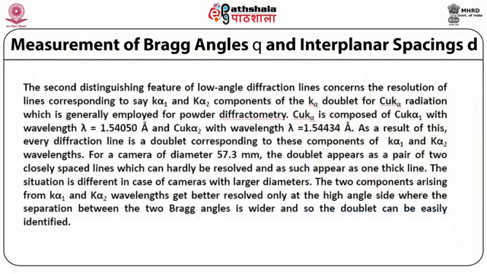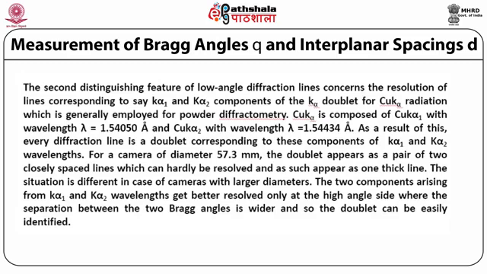The second distinguishing feature of low-angle diffraction lines concerns the resolution of lines corresponding to, say, K alpha 1 and K alpha 2 components of the K alpha doublet for Cu K alpha radiation, which is generally employed for powder diffractometry. Cu K alpha is composed of Cu K alpha 1 with wavelength lambda equal to 1.54050 angstroms and Cu K alpha 2 with wavelength lambda equal to 1.54434 angstroms. As a result, every diffraction line is a doublet corresponding to these K alpha 1 and K alpha 2 wavelengths.